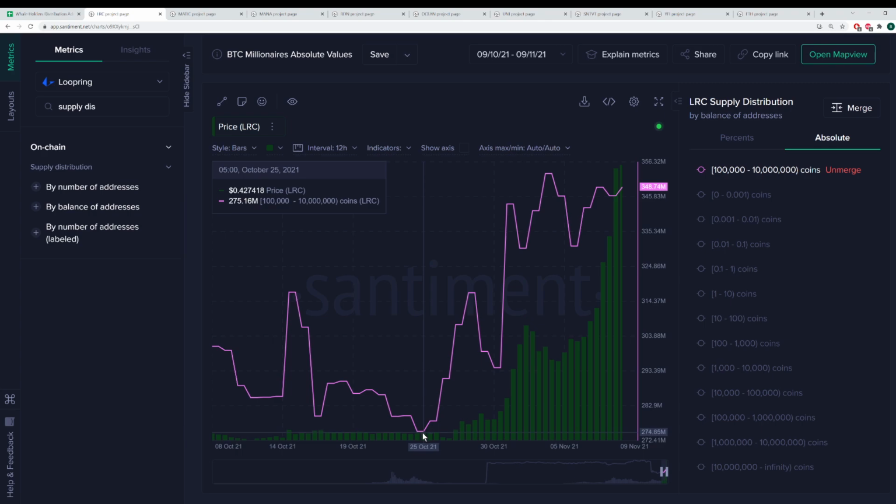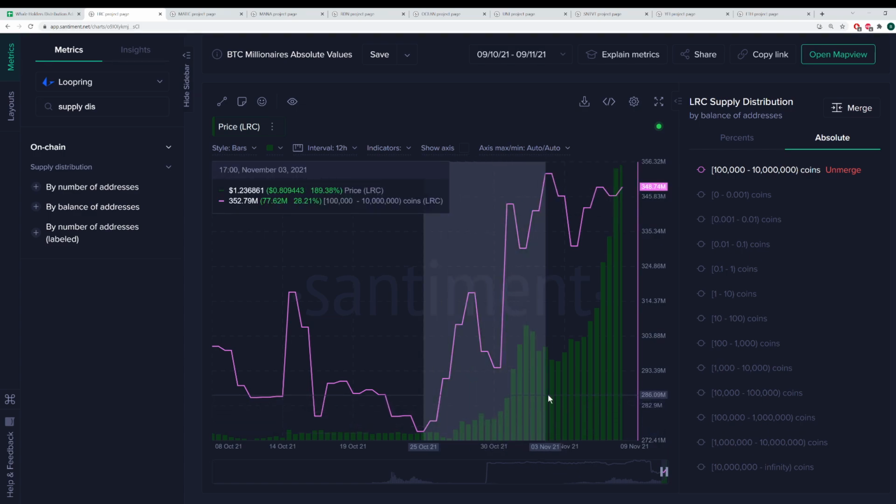So going from 275 million coins combined in this tier all the way up to about 353 million, just about, give or take, we'll call it 8-9 days later. That's about a 28% increase in the balance held by these whales in what is really a very short period of time.